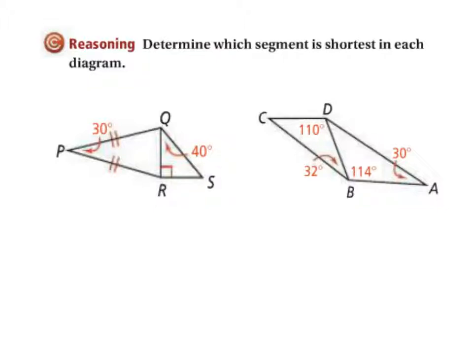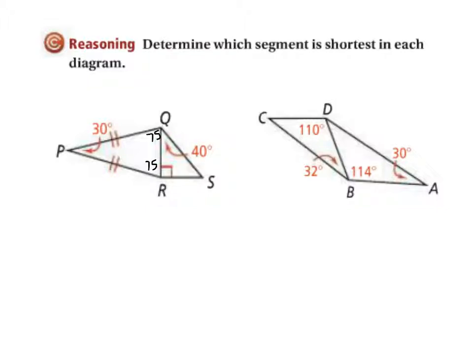All right, let's look at this one. It says determine which segment is the shortest in each diagram. Now this gets a little trickier because you can see that there are multiple triangles going on here. So let's start with this first one. I've got a 30-degree angle over here, but notice that this is isosceles. And so if these two legs are the same, their base angles are also the same. If that's 30, that leaves me 150 to divide evenly between these two. That means they would each be 75. So that's a 75, and that's a 75.